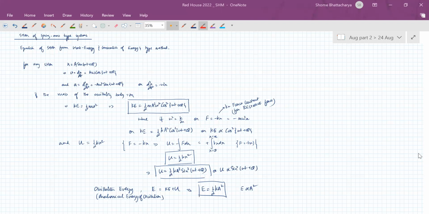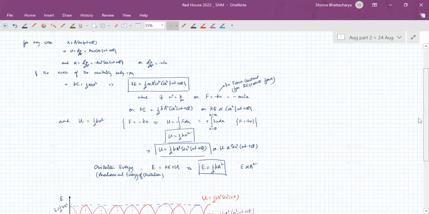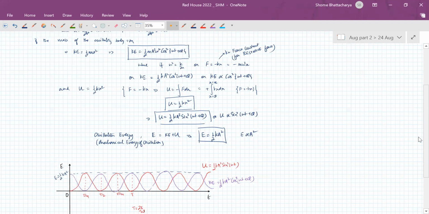So finally, the important thing here is when we look at the relationship with respect to time, if the potential energy is proportional to the sine square function, because x is proportional to sine(omega t plus phi), then kinetic energy will be proportional to the cos square function.